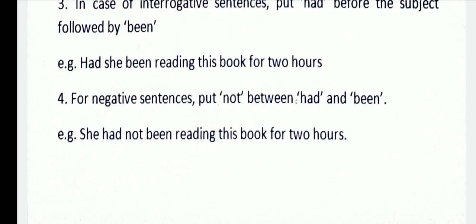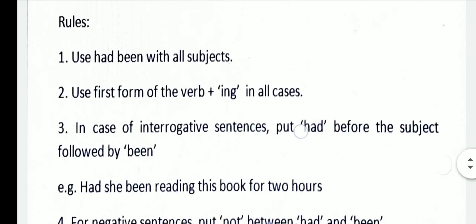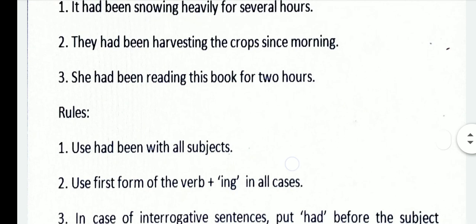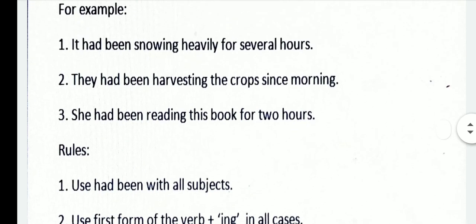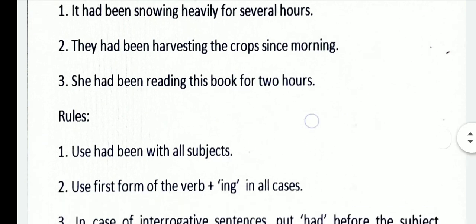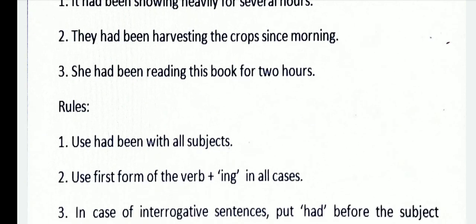So this is your past perfect continuous tense, and make these notes in your copies, and then your task is to write at least 7 to 10 sentences in your copies, and then convert them into negative and then into interrogative sentences. So that will be 21. So this is the lesson.